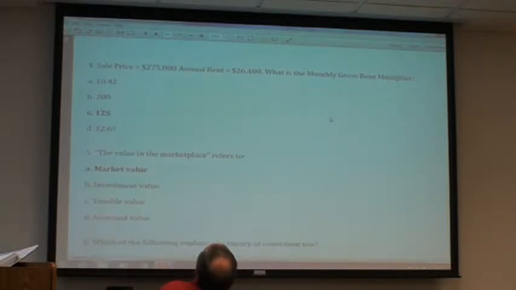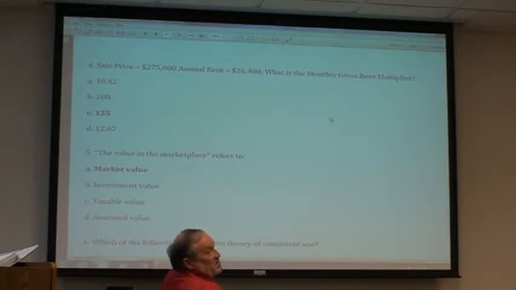Question number 4, sales price is $275. The annual rent is $26,400. What is the monthly gross rent multiplier? To give you annual rent, you gotta convert that to monthly rent, and the answer is C, 125. Anybody got twisted on that one? No. Is it monthly GRM?